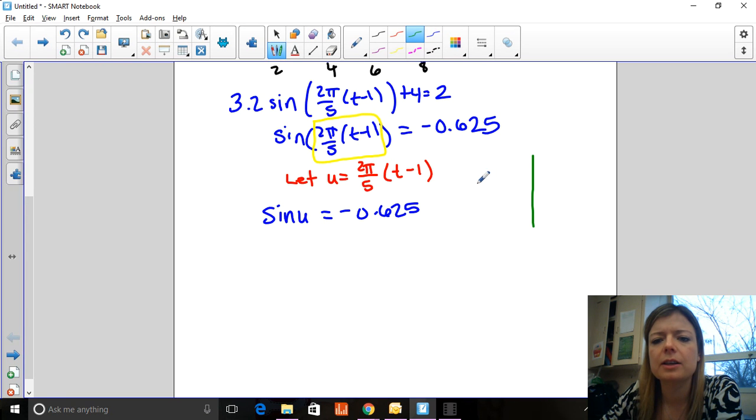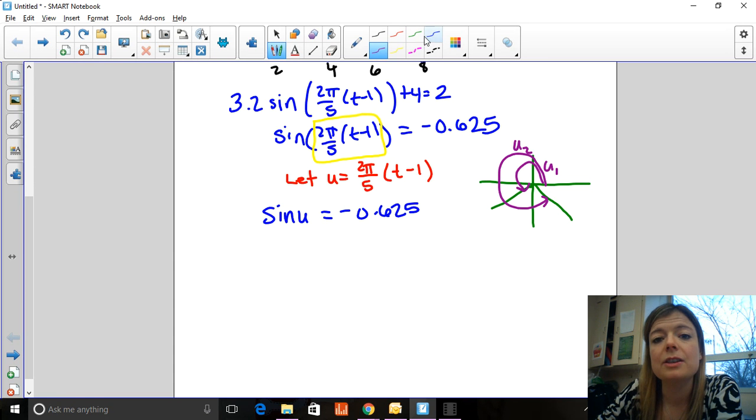So when I look at the Cartesian plane, there's 2 quadrants in which sine can be negative. So I could terminate in this quadrant or in this quadrant. So I can label, I have 2 options here, my u1 and my u2.